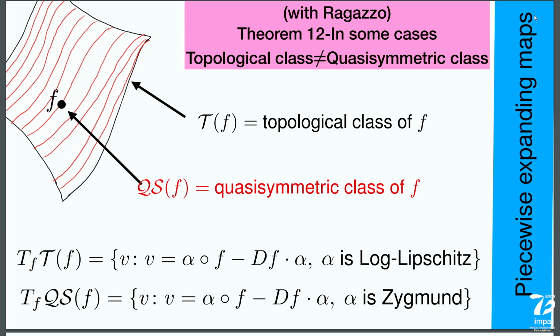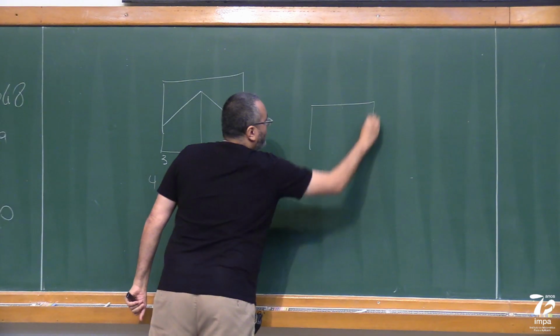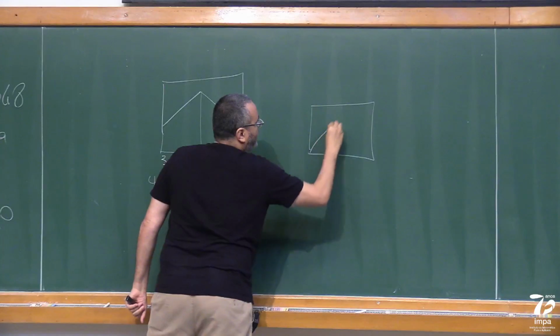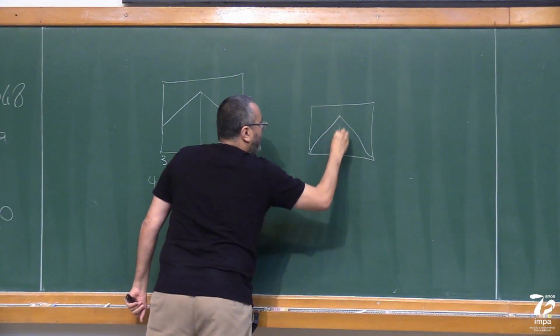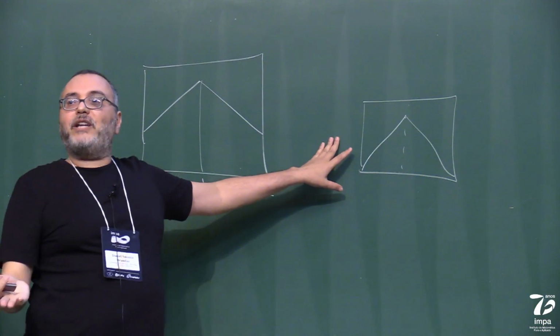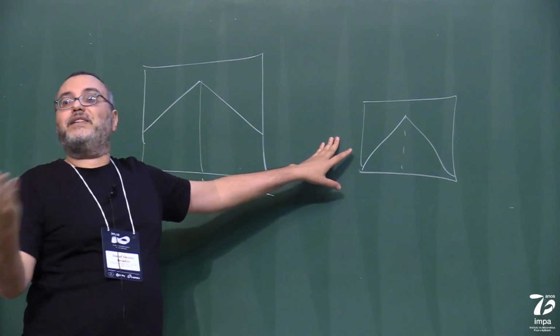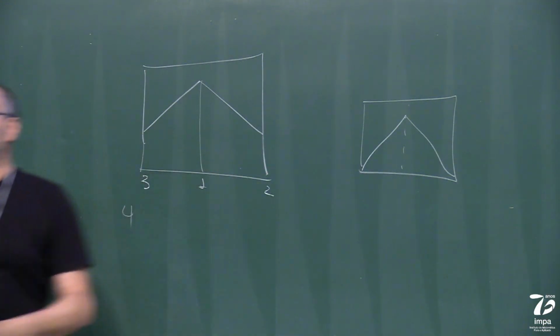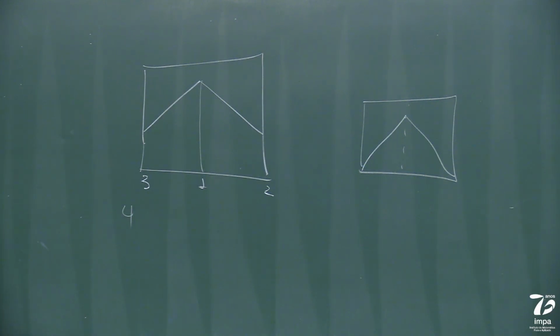Let me just say that I don't have any examples. For instance, suppose the map does not have discontinuities, like this one. I don't know in this case if the quasi-symmetric class and the topological class are the same. It's kind of a shame that I'm not able to answer this question for this simple case, the tent map.